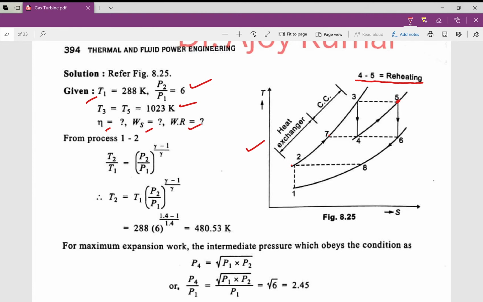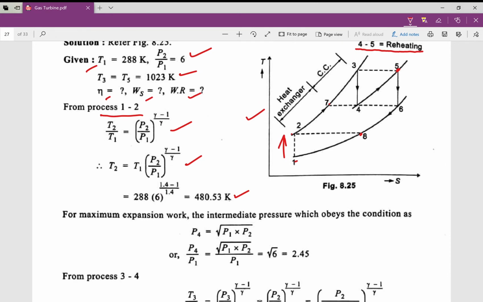After point 6 it comes down where heat exchange takes place and then finally it reaches 1, having a closed cycle. So let us apply to process 1-2, the isentropic compression. As usual you write like this, P2 upon P1 is given as 6. We can calculate the value of T2, that is the temperature after compression of air.